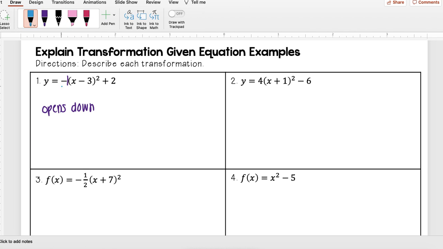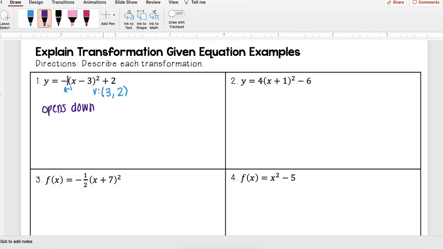Next, I'm going to look at what my a value is, to see whether it's stretched, compressed, or if it's just normal. Well, here, since a is just equal to 1, this will just be normal, so I don't have to write anything for that. And then I need to see whether it's going right or left, or up or down. And so for that, I need to figure out what my vertex is. I know my vertex is really my h, k. For my h, I'm going to take the opposite sign of what's here. Since this is a -3, that's really going to be +3. My k will stay the same.